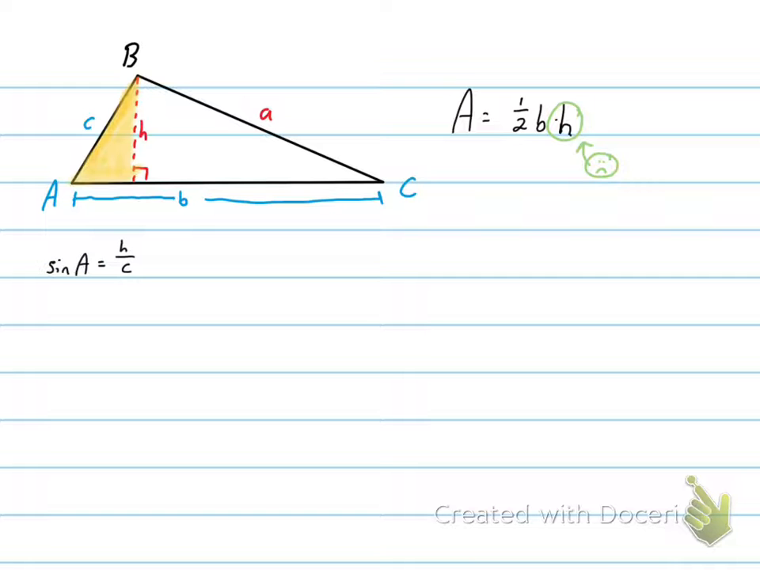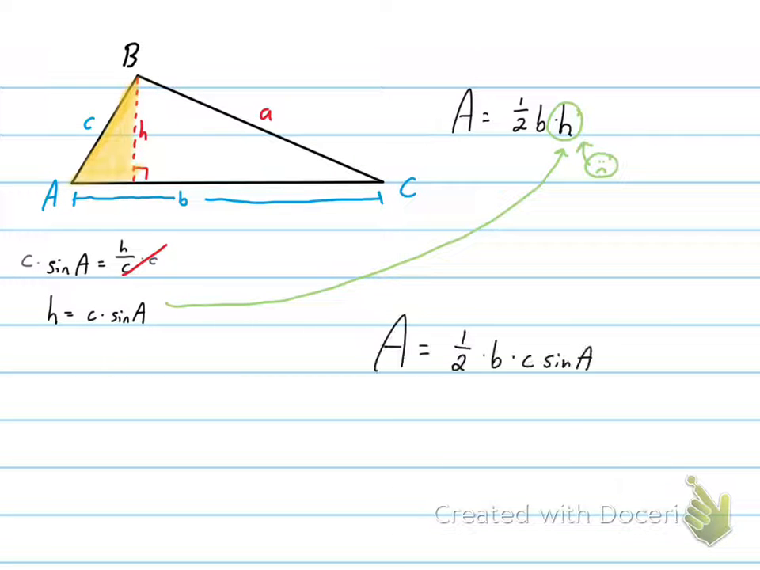If I focus on that little triangle to the left, the sine of A would equal opposite over hypotenuse, so H over C. If I isolate H, so I multiply C on both sides, I'm left with H being equal to C times the sine of A. We're going to replace that into this equation, and we end up with the area of a triangle equaling 1/2 times side length B times side length C times the sine of A. And that we could use for any triangle.